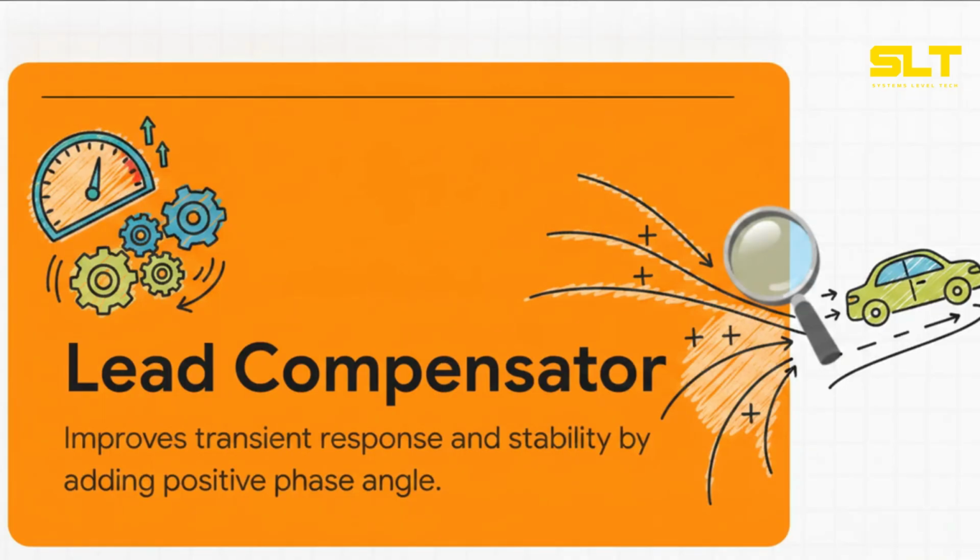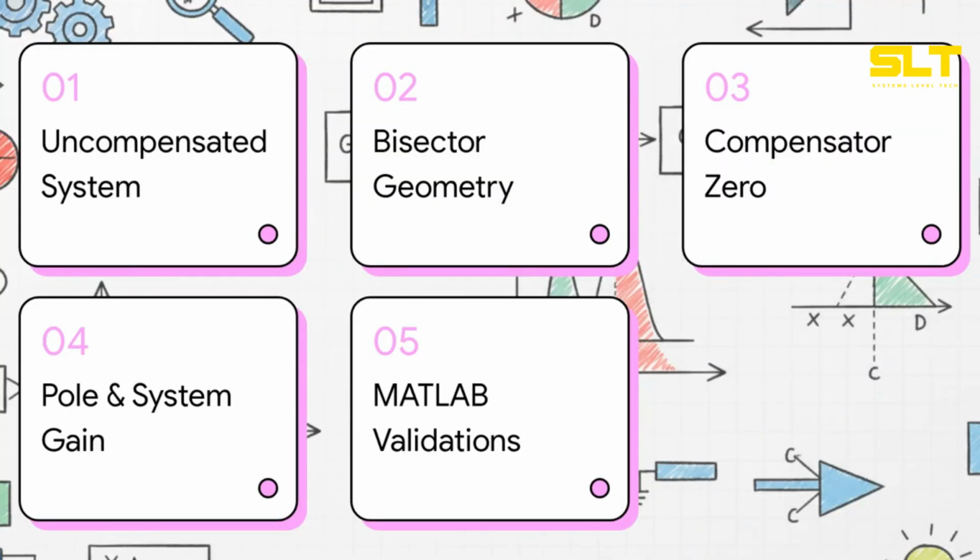Before we get hit with the heavy equations, let's define what that tool actually is in plain English. A lead compensator is a control system component that's designed to drastically improve how fast a system responds, its transient response, as well as its overall stability. It does this by injecting a positive phase angle, or a lead, right into the system's frequency response. Think of it like adding a perfectly calculated steering correction to a really sluggish car so it handles sharp corners flawlessly. Here's the roadmap for how we'll get this done.